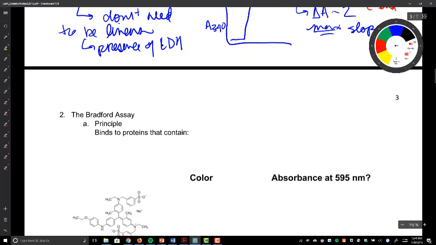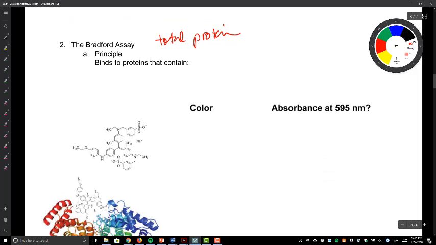Again, the Bradford assay measures total protein. So in theory, the Bradford reagent, which contains a Coomassie dye, in theory, this dye binds indiscriminately to proteins as long as they contain positively charged residues or amino acids.